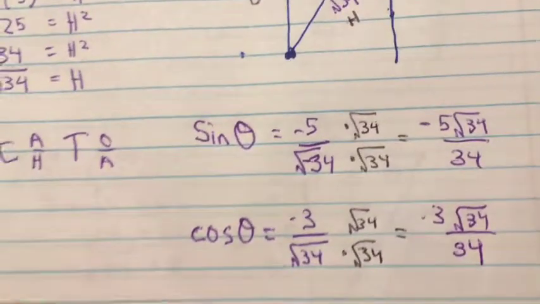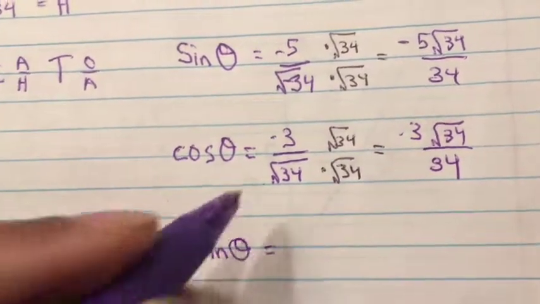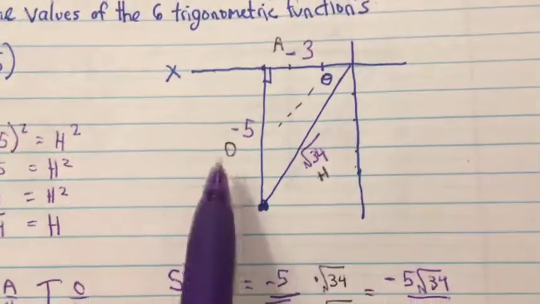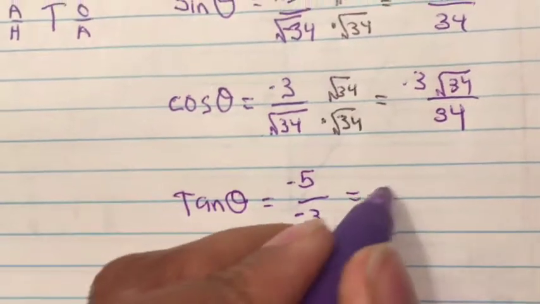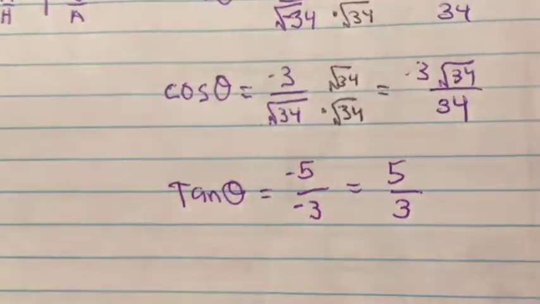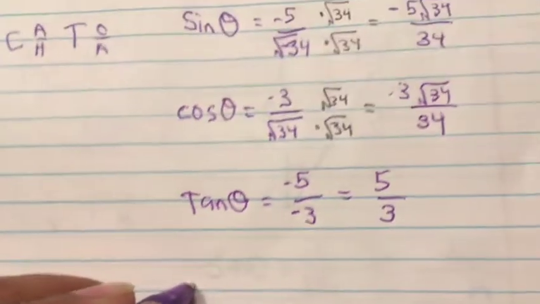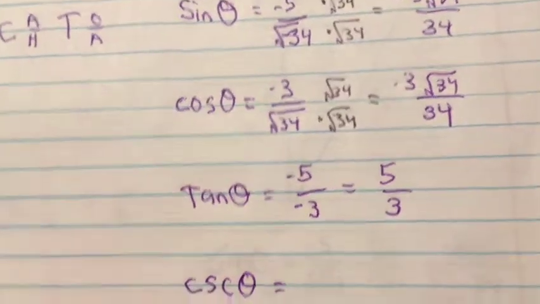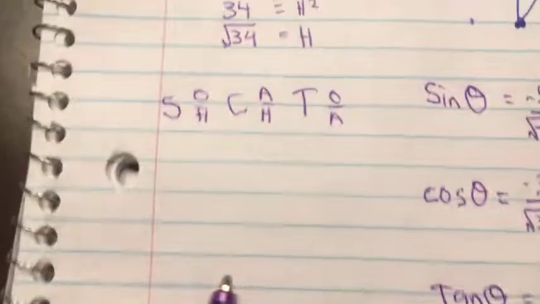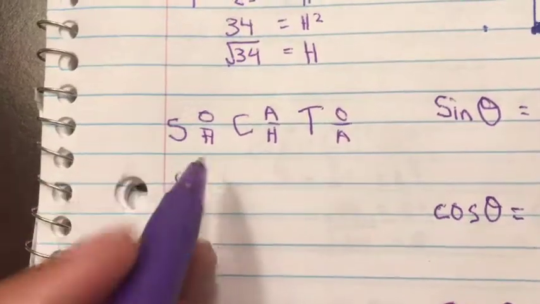And then for the tangent of the angle, we have O over A. O over A is -5 over -3, which gives us +5 over 3 for our answer. Alright, and now let's find the inverse. The cosecant is the inverse of the sine. So when we flip this one, we're going to have the cosecant.